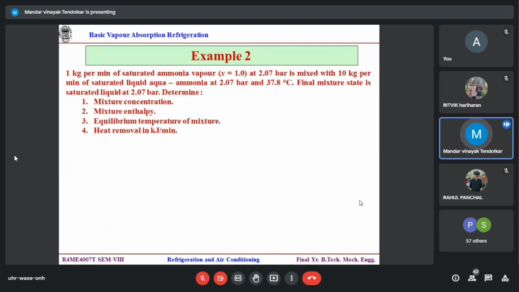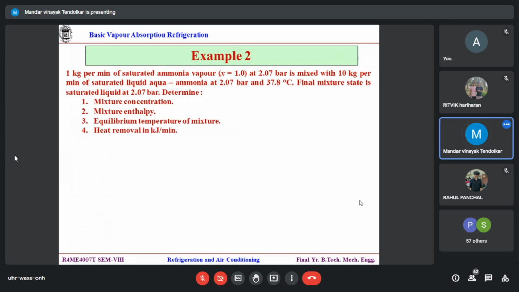Okay. Is mixed with 10 kg per minute of saturated liquid aqua ammonia. Very loudly given. No subcooling, no two phase, nothing. Saturated liquid. For that, what is further given to me? 2.07 bar. Pressure is same. And 37.8 degrees Celsius. You can find out that isotherm. So 37.8 degrees temperature line and 207 kPa pressure line intersection, liquid part. That is my point 2. Point 1 is direct vapor, x equal to 1, 207 kPa.